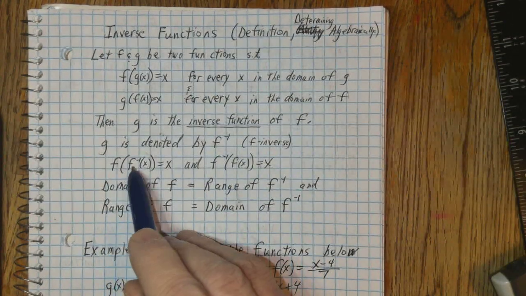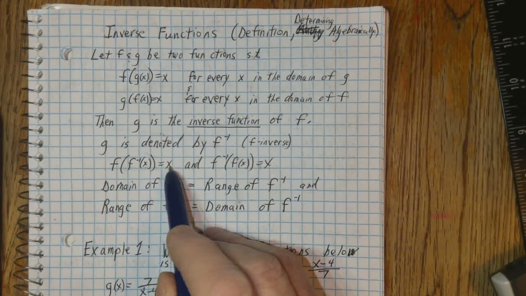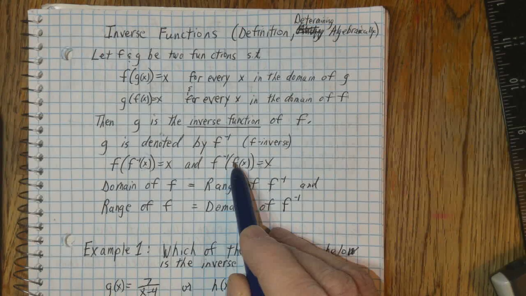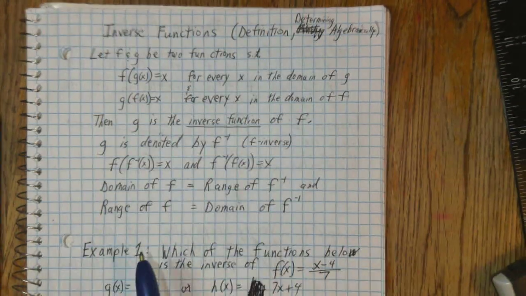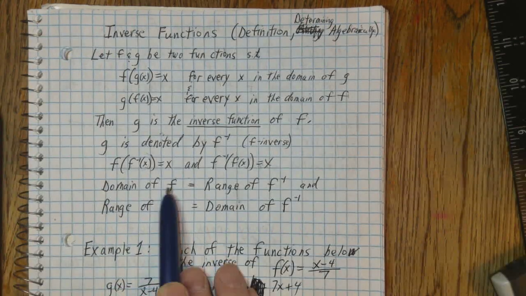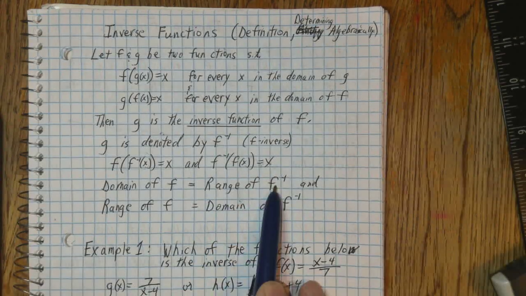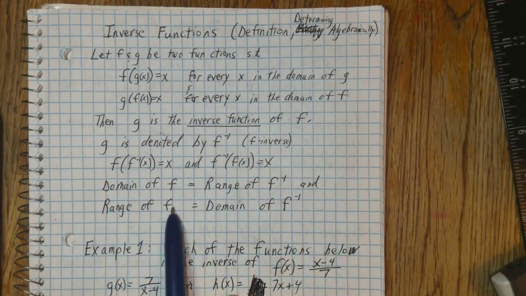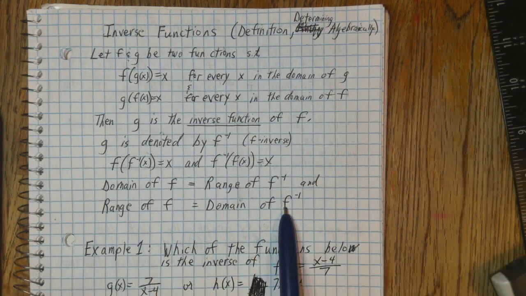So f of the inverse of f of x is equal to x, and the inverse function of f of x is equal to x, when you do the composite like that. The domain of f is equal to the range of its inverse, f inverse. The range of f is equal to the domain of f inverse.